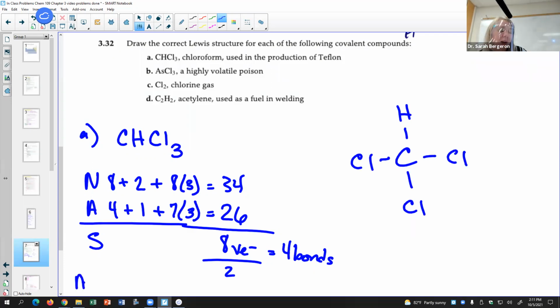Do I have any remaining? Available minus shared, 26 minus 8, how many? 18. So am I going to put them around carbon? No, carbon's happy. Hydrogen? No, hydrogen's happy. So we're going to put them around chlorine to complete chlorine's octet. That is 6, 12, 18. Okay.